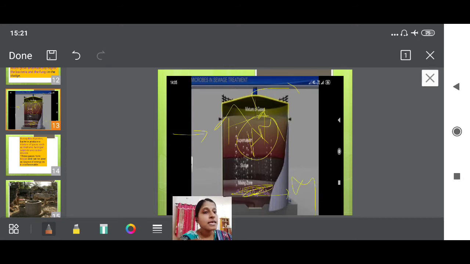So like this, the wastewater is being used in the production of fuel and in the production of manure, as well as the wastewater is treated and pumped into the water bodies, so that it is safe for the people to drink.